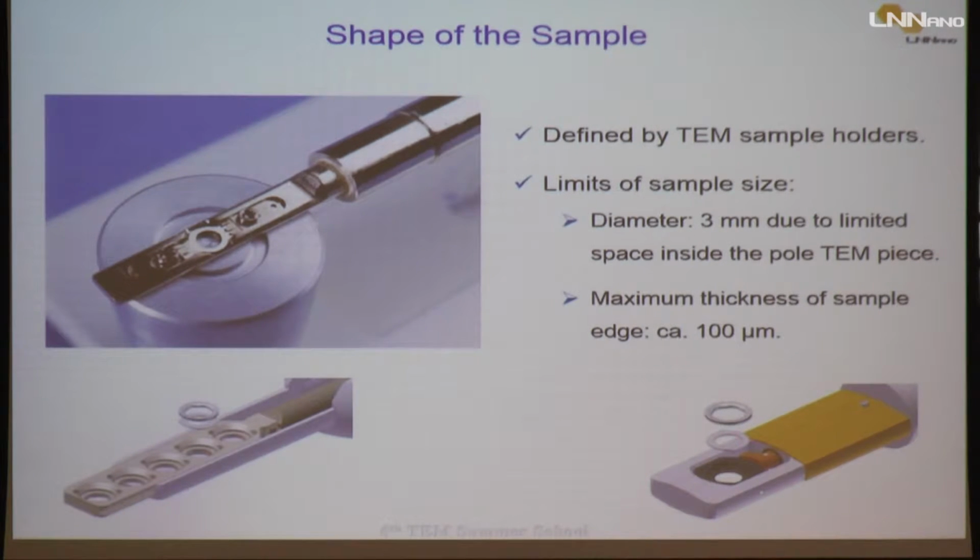Well, I'm talking about the thickness of the sample edge, okay? The very center of your sample needs to be electron transparent, okay? But the edges of your sample need to be smaller than 100 micrometers, okay?